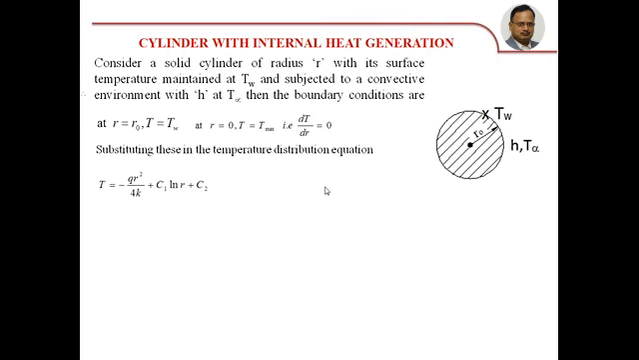So using this in the temperature distribution equation, T equal to minus Q dot R square by 4K plus C1 log R plus C2, dT by dR is minus Q dot R by 2K plus C1 by R equal to 0 at R equal to 0. So that leads to C1 equal to 0. And once C1 is 0, T at R equal to R naught is TW. So it becomes minus Q dot R naught square by 4K plus C2.